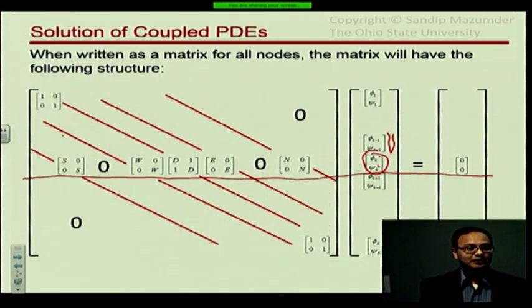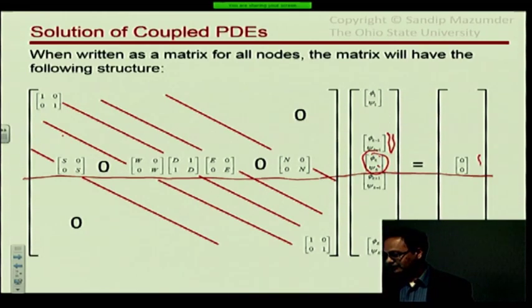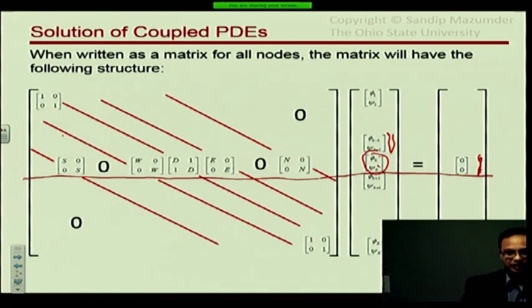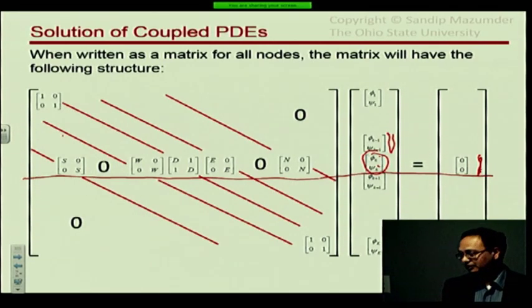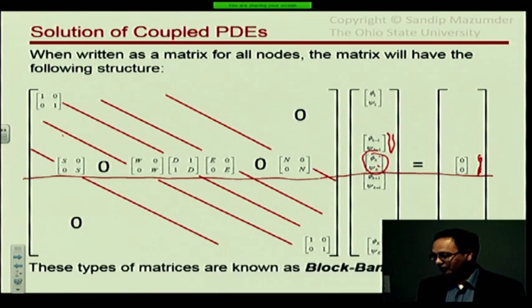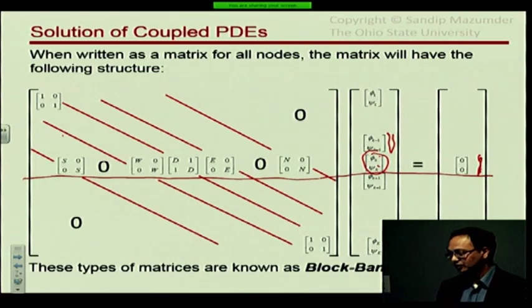Same thing with the right hand side. Here we are getting 0, 0, but you could have the source term for the phi equation and the psi equation right there. So this is the structure of the matrix that you're going to get when you write it in that form. These kinds of matrices are known as block banded matrices. Instead of just banded, they're block banded.